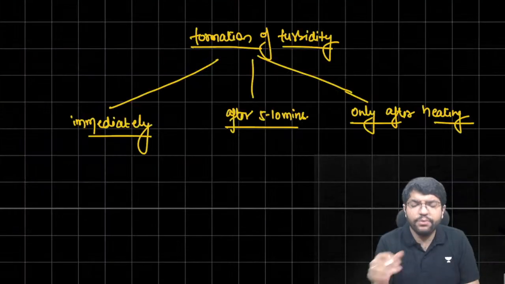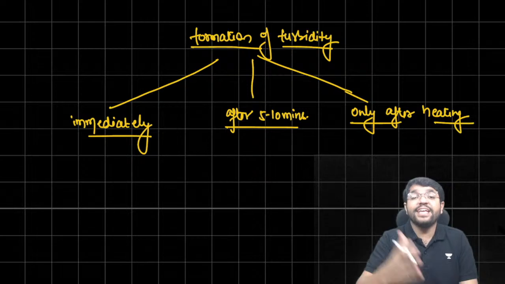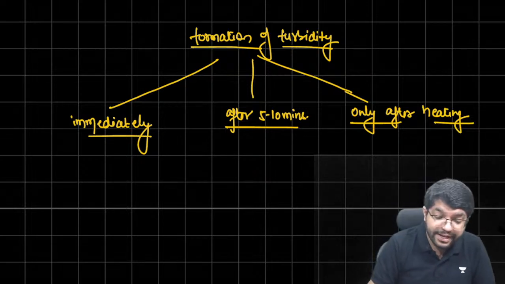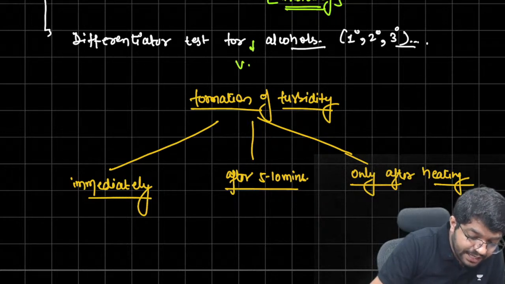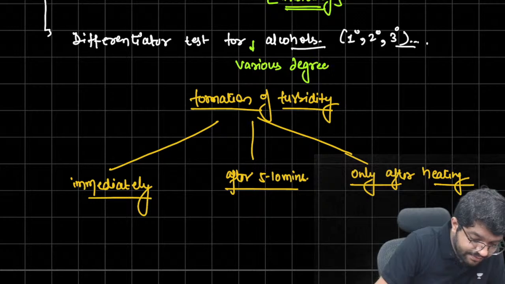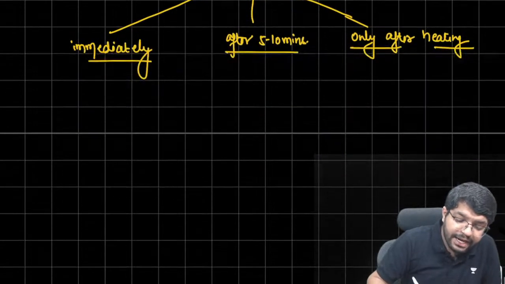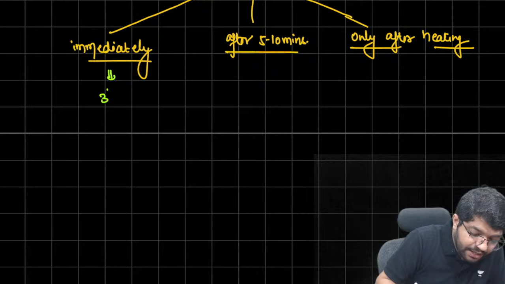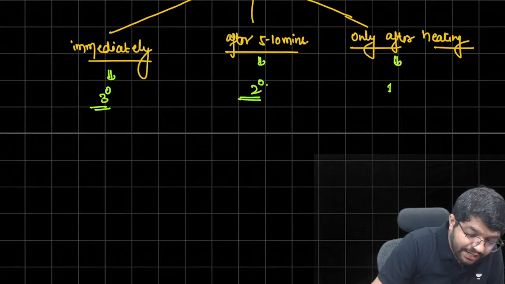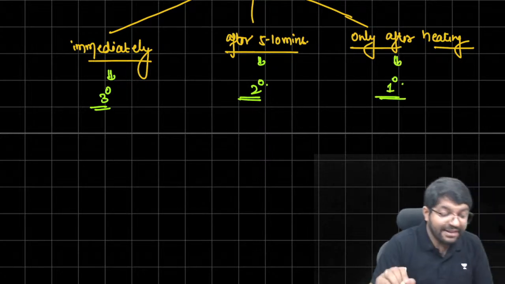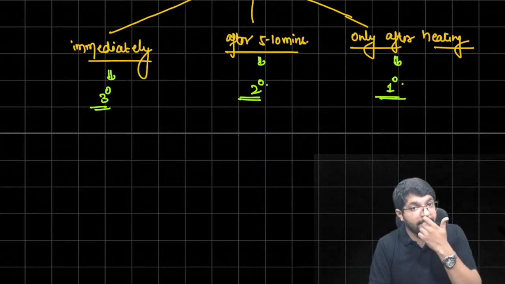Very, very important. The only test for distinguishing the various degrees of alcohol. Immediate turbidity is 3 degree. After 5 to 10 minutes is 2 degree. And only after heating is 1 degree. Very, very important.